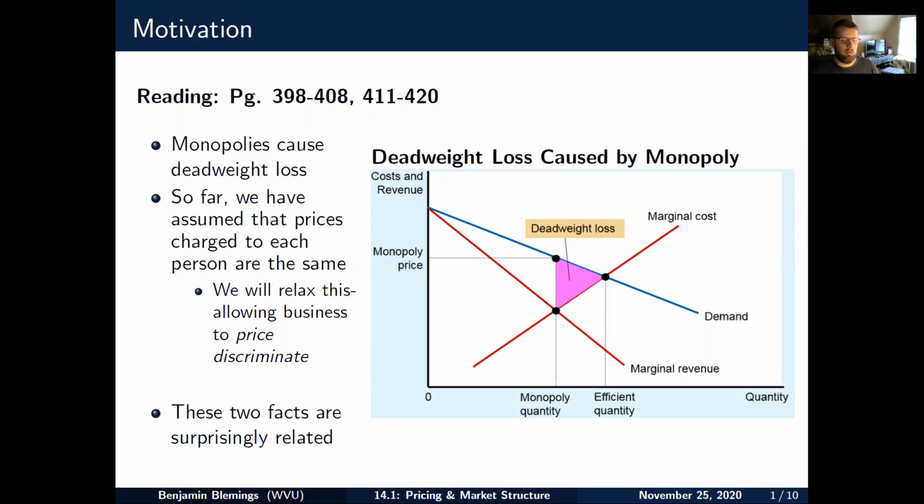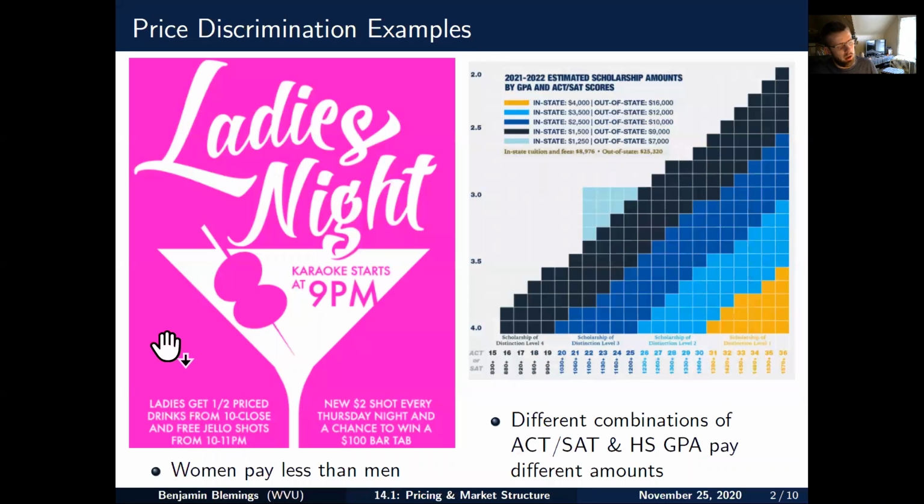And so far we've assumed that prices charged to each person are the same, but today we're going to relax that and allow businesses to price discriminate. These two facts about monopoly deadweight loss and uniform pricing are surprisingly connected. You've all seen price discrimination before, but I don't know if you've seen it called that. So here are a couple examples. Price discrimination is when you charge different prices to different individuals based on their characteristics.